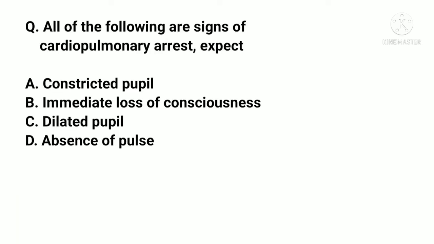All of the following are signs of cardiopulmonary arrest except A. Constricted pupil, B. Immediate loss of consciousness, C. Dilated pupil, D. Absence of pulse. And the correct answer is A. Constricted pupil. Constricted pupil is not a sign of cardiopulmonary arrest. It is seen in opioid poisoning.